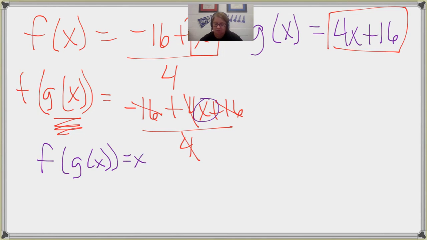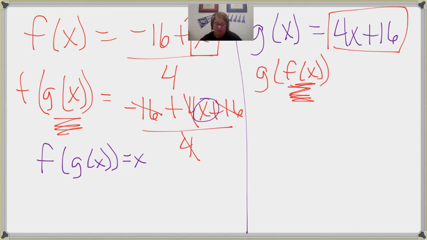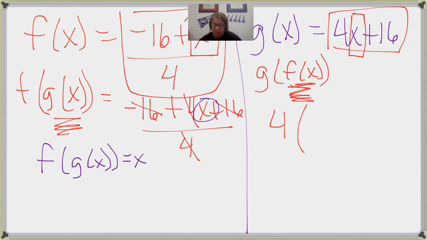So f of g of x is x. Now what do we need to do? We need to check the other side. So now we're going to do g of f of x. Start inside the parentheses. F of x is this whole fraction. We're going to plug that whole fraction in here where this x is. So I have 4. In place of the x, we're going to put negative 16 plus x divided by 4. So do you see that? There's your 4x. 4, replace the x with this, and plus 16.